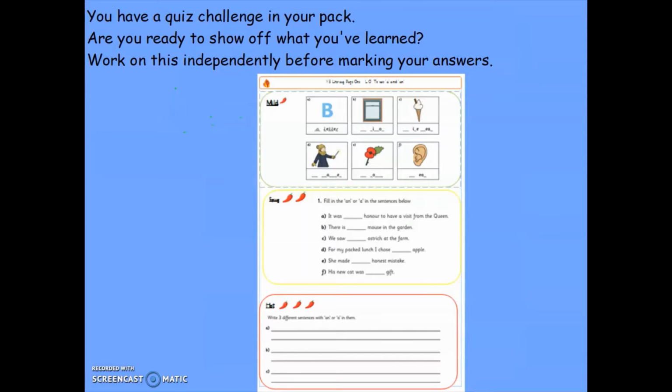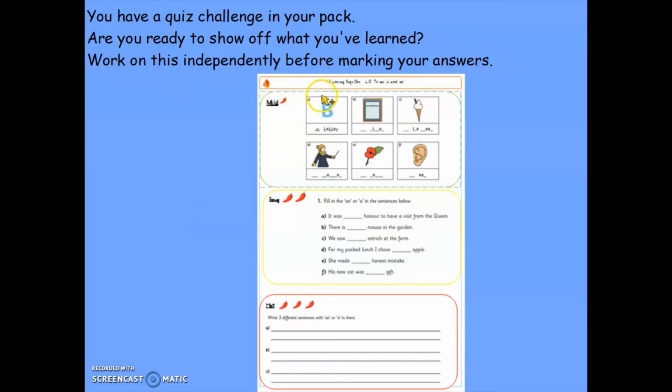For today's Spag Starter, you have a quiz challenge in your pack. Are you ready to show off everything you've learnt about the articles a and an? In your literacy book, you are going to choose a challenge. So you will write mild, spicy or hot, and then you're going to write out your answers.